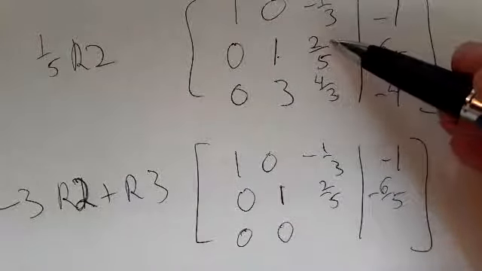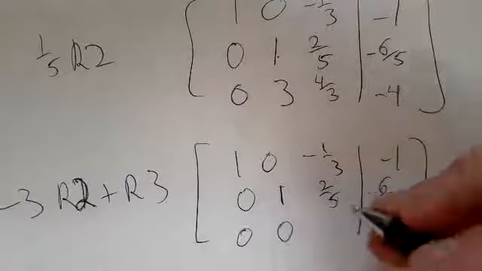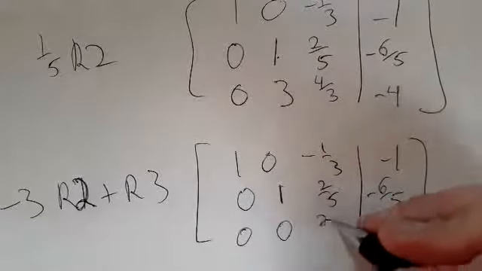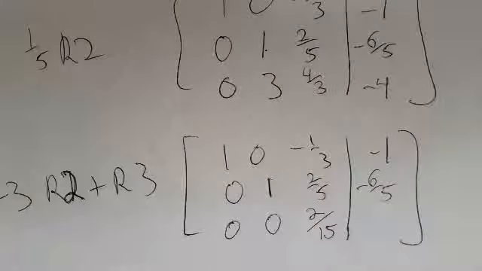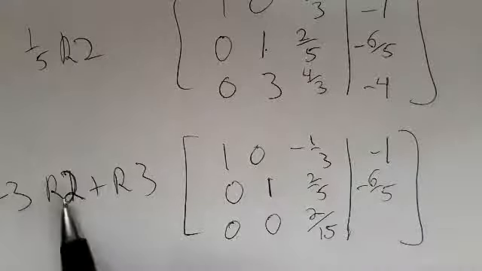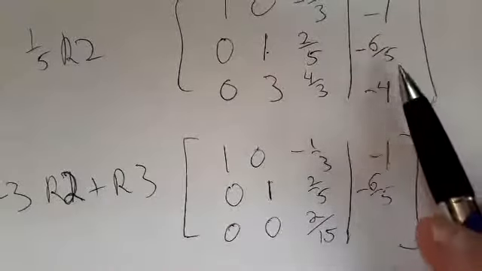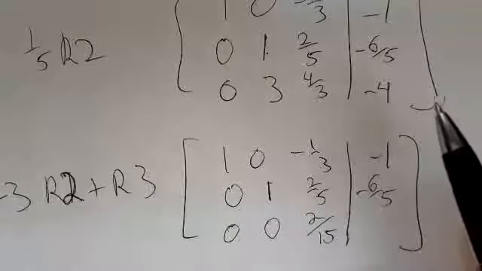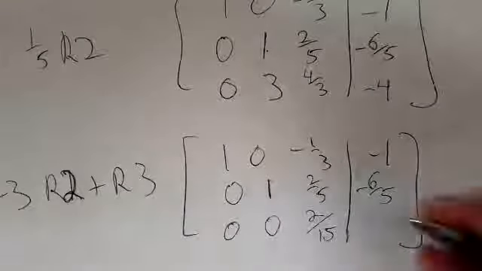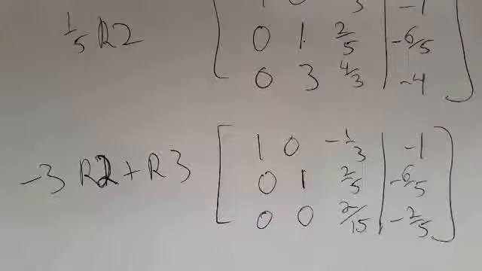Minus 3 times the minus 6/5 plus 4/3. So doing some work, minus 6/5 plus 4/3, you're going to have to convert, find common denominators, but it should give you 2/15. Now I'm going minus 3 times 6/5, which is going to give me a positive 18/5, and I'm going to add minus 4 to that. So that should give me a minus 2/5.